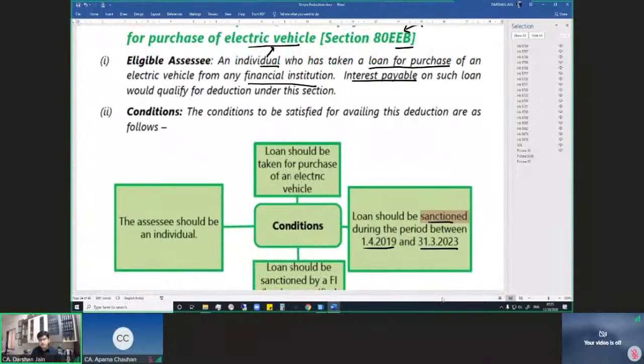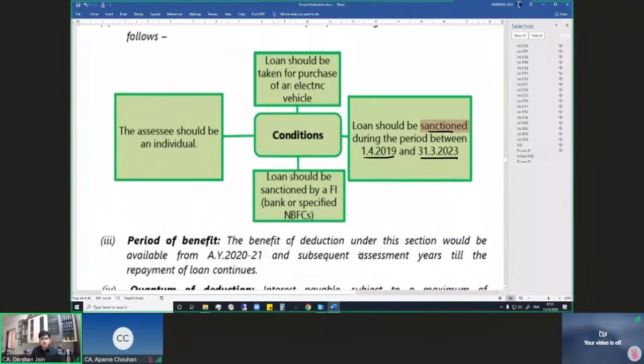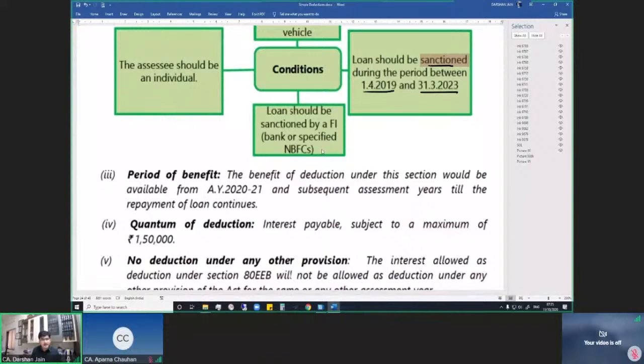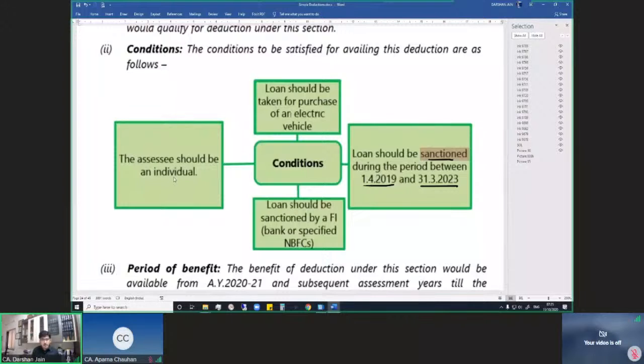One is the loan should be sanctioned during 1/4/19 to 31st of March 23. The loan should be taken from a financial institution, specified NBFC. The assessee should be an individual. What is covered under 80EEB is only an individual. So see where it would be more of a use in case of a salaried employee who is buying a motor car or an electric bike or any electric vehicle for that matter, and he takes up a loan. What he can do is the interest that he pays on that particular amount, he can claim it as deduction under section 80EEB.